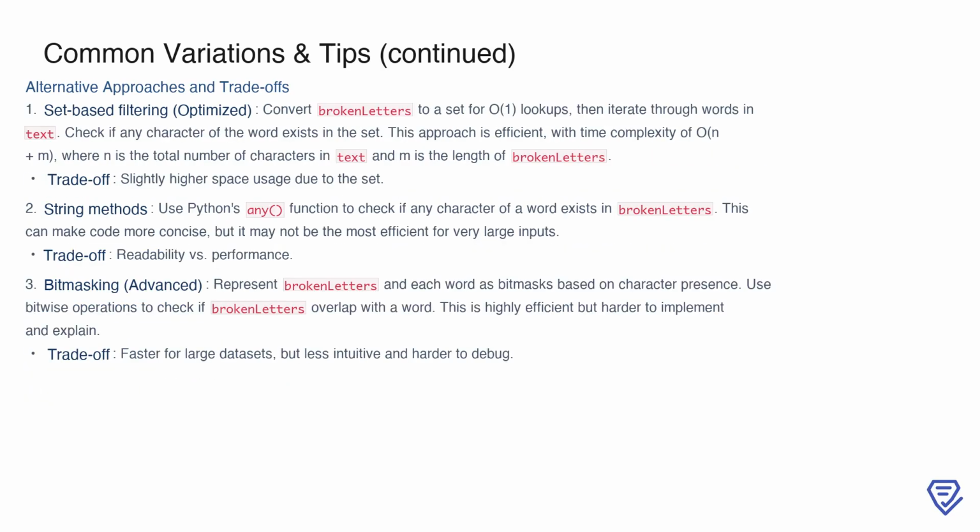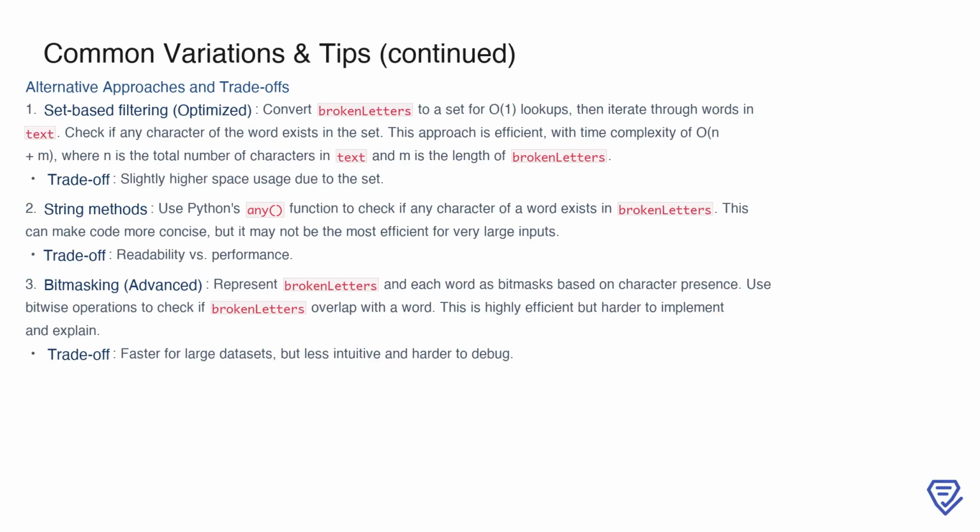There are also alternative approaches for solving this problem, each with its own trade-offs. One of the most efficient methods is set-based filtering. By converting broken letters into a set, you can achieve O(1) lookups as you iterate through the words in text. For each word, you simply check if any of its characters exist in the set. This approach is both fast and straightforward, with a time complexity of n plus m, where n is the total number of characters in text and m is the length of broken letters. The trade-off here is a slight increase in space usage due to the set.